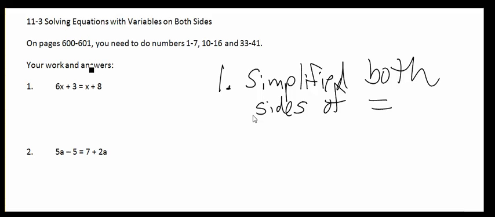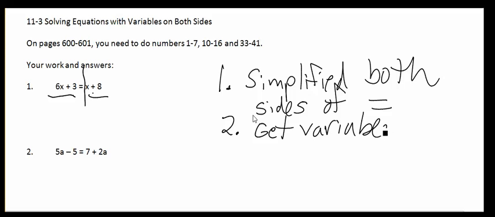The equal sign is like a wall, and first you want to check the left side. Is there anything I can simplify there? 6x plus 3, nope, no like terms. Then check the right side, anything I can simplify there? x plus 8, nope, simplified. So if that's all simplified, then the next thing to do is to get the variables on the same side.